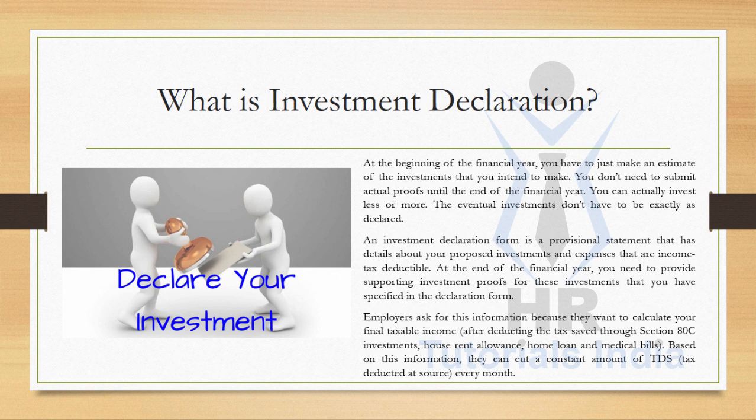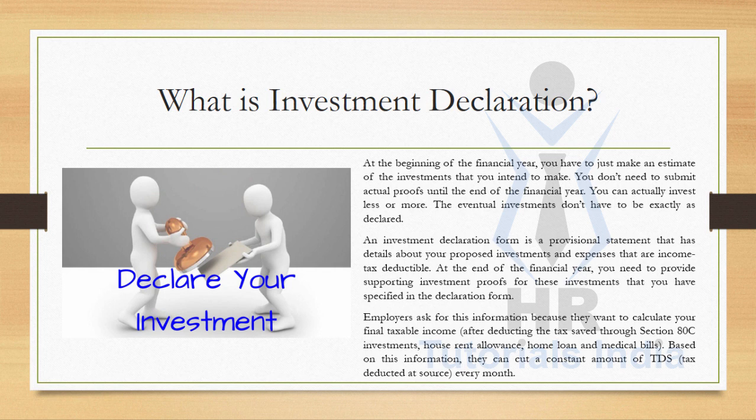In simple words, every employee in a company, during the beginning of the financial year, has to fill and submit an investment declaration, which is an estimate of income tax savings, which are the exemptions from income tax. This declaration form is an estimated statement and you need not submit any actual proofs until the end of the financial year. The declaration form consists of estimations which need not be exact, because it is just an estimation which could be less or more than the declaration.